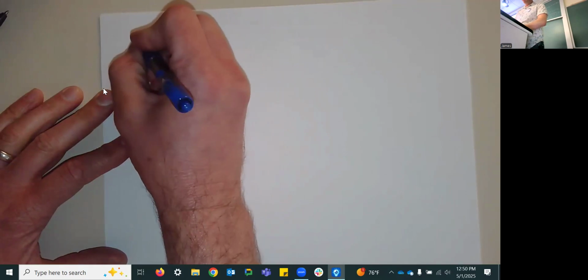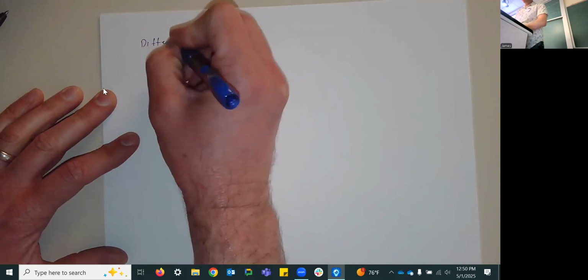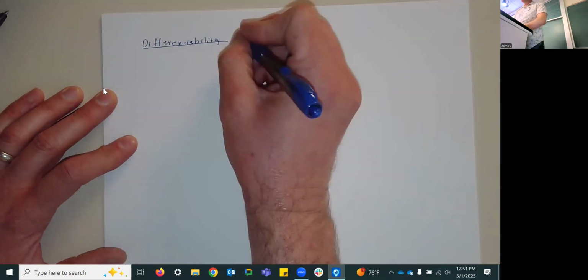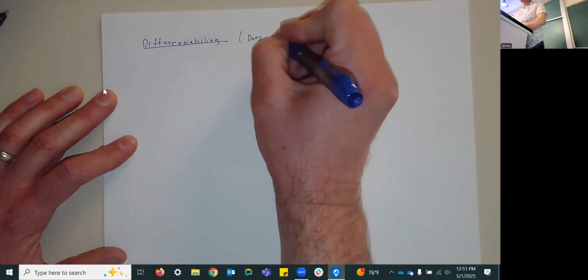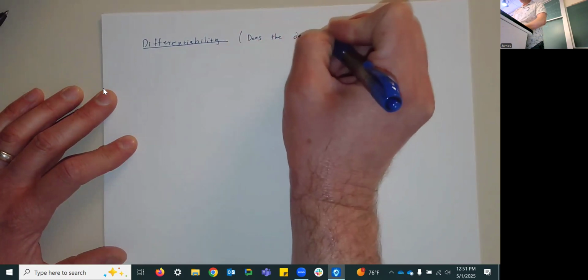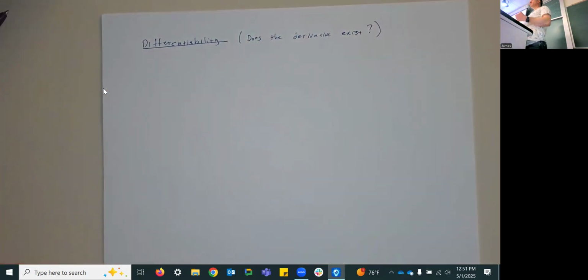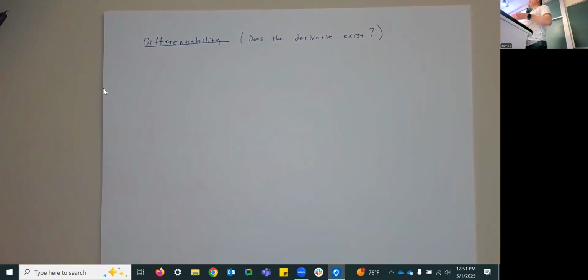So before we start looking at other functions, I just want to point out a couple things. I know last class we briefly touched on differentiability. I just want to say a little bit more about it. Differentiability, meaning, does the derivative exist? So if a function is differentiable at a particular point, its derivative exists there. If not differentiable, its derivative does not exist.